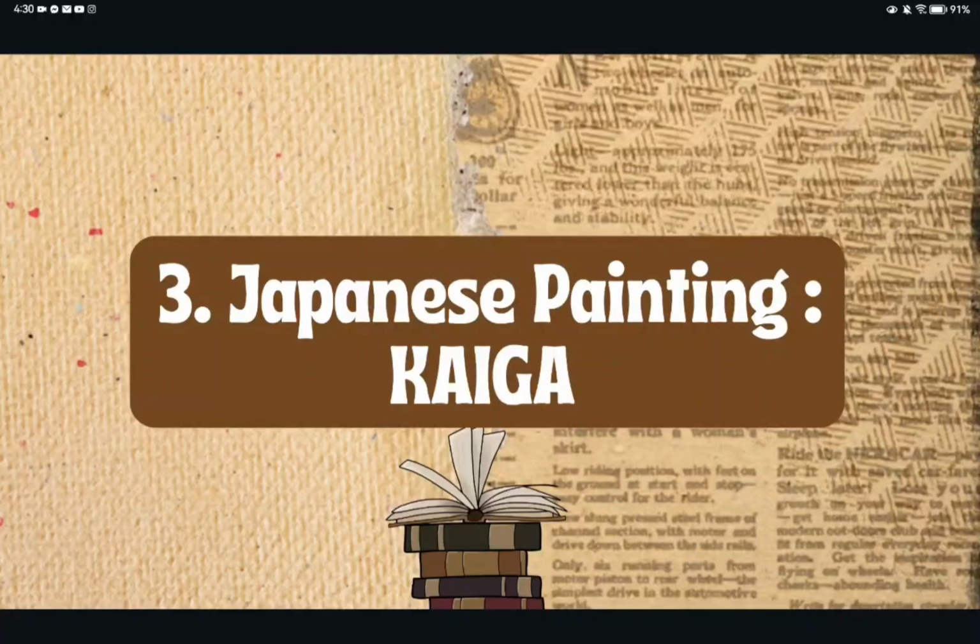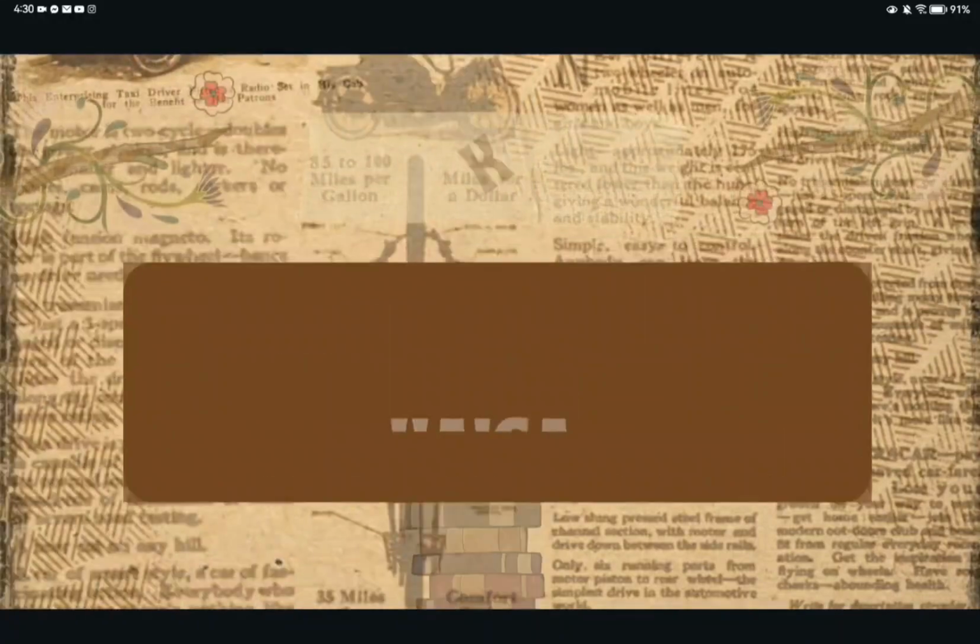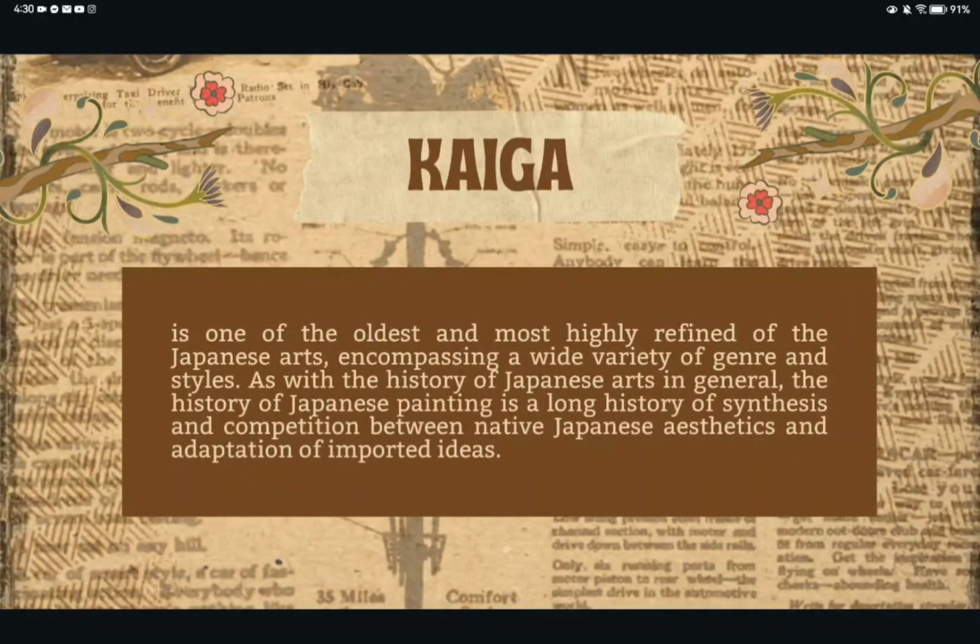Now let's proceed to the Japanese painting, kaiga. Kaiga is one of the oldest and most highly refined of Japanese arts, encompassing a wide variety of genres and styles. As with the history of Japanese art in general, the history of Japanese painting is a long history of synthesis and competition between native Japanese aesthetics and the adoption of imported ideas.